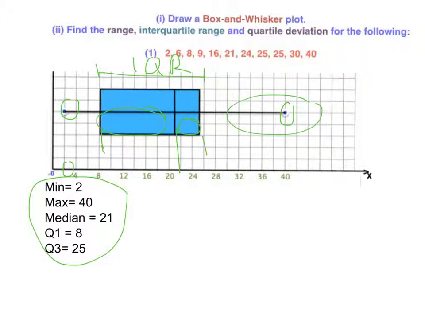So box and whisker plot gives us a graphical representation of how the data are distributed. Is it skewed or not? And where are most of the data concentrated? So the interquartile range tells us where the middle 50% of the data are distributed.